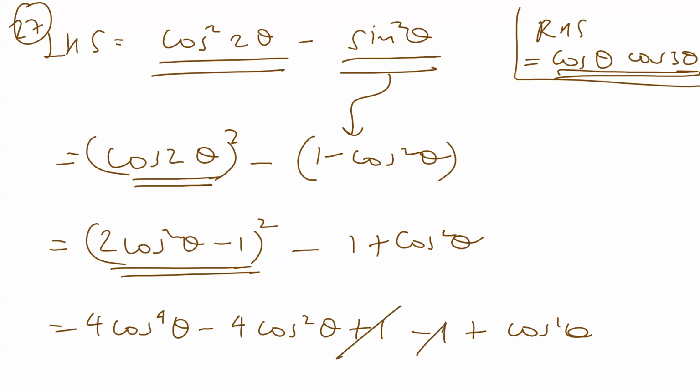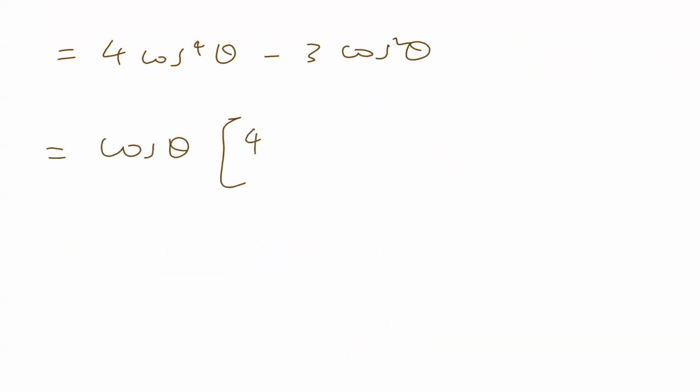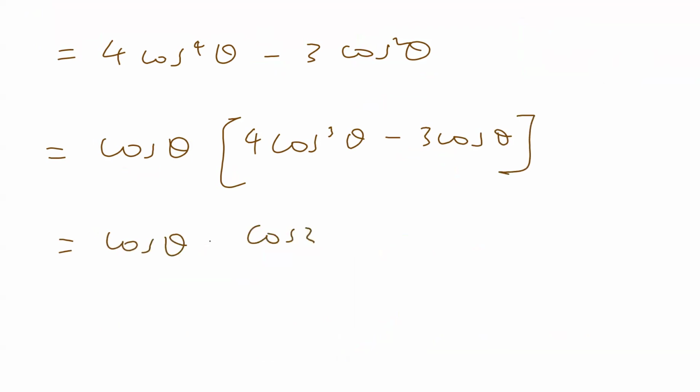So plus 1 and minus 1 is getting cancelled. Minus 4 plus 1 is minus 3. So this will be 4 cos raised to 4 theta minus 3 cos square theta. Take cos theta common, which will give you 4 cos cube theta minus 3 cos theta. So this is equal to cos 3 theta, which in turn is equal to your RHS.